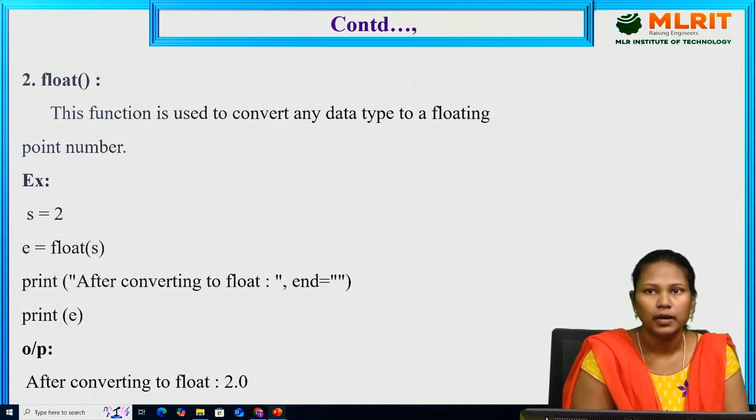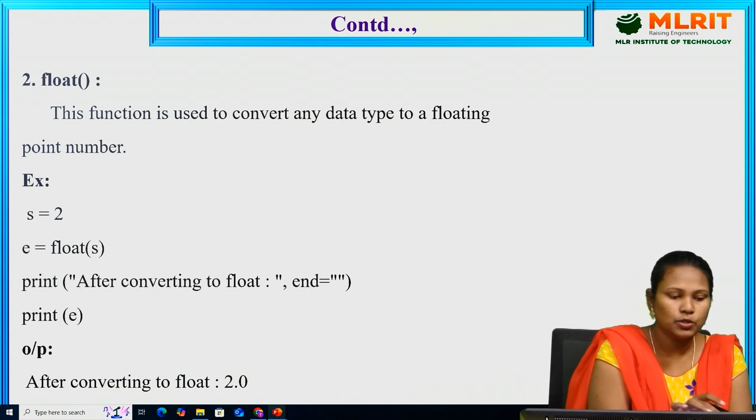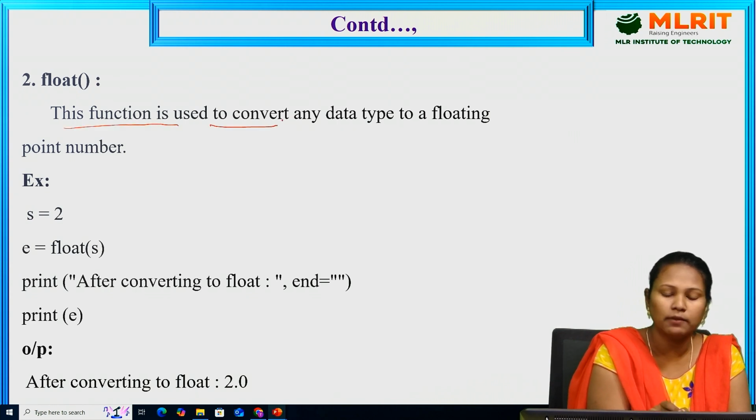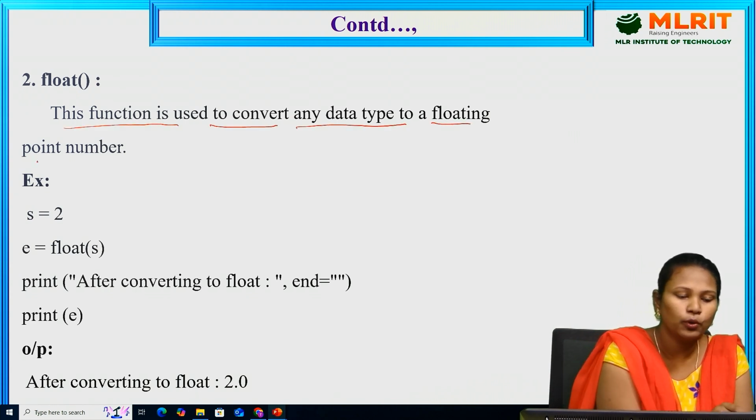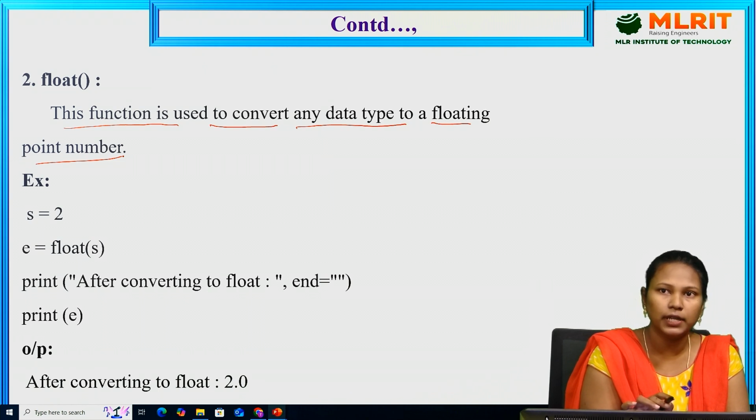So now in this also we are having the float type. Here what we are doing is we are converting the integer to float. This function is used to convert any data type to a floating point number. Here we are converting integer to float.